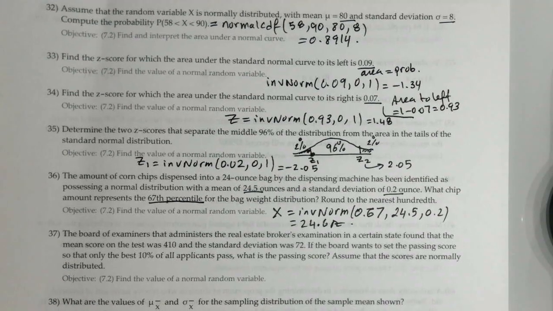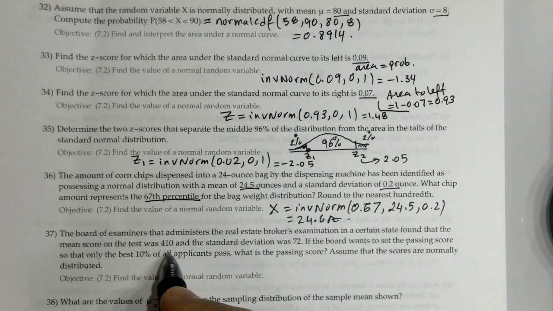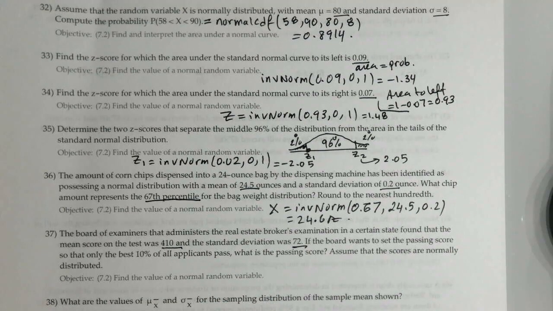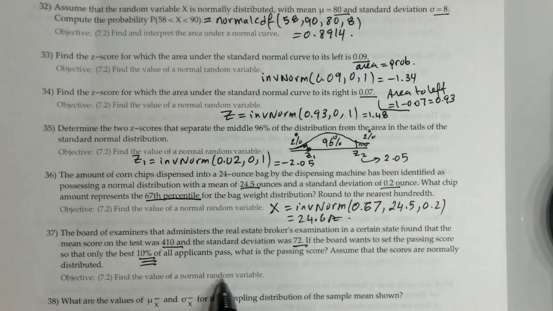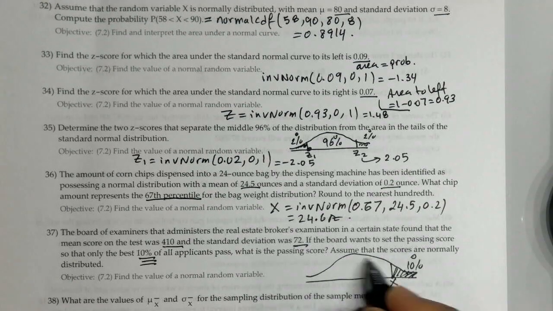37. The Board of Examiners that administers the real estate broker's examination in a certain state found that the mean score on the test was 410 and the standard deviation was 72. If the board wants to set a passing score so that only the best 10% of all applicants will pass, what should be the passing score? So only the top 10% pass. Look, this is the 10%. The top should be on the right here. And we need to find this x value. Well, if the 10% is to the right, how much area is on the left? 90%, and we need that for the formula.